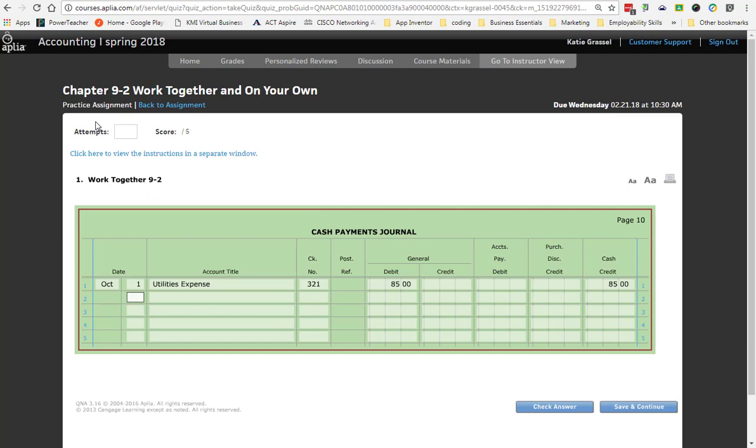Put the date of the 7th. The other account we're affecting is cash. Cash is going to be credited, so the account that goes there is going to be supplies office. Do not use the account title supplies expense.